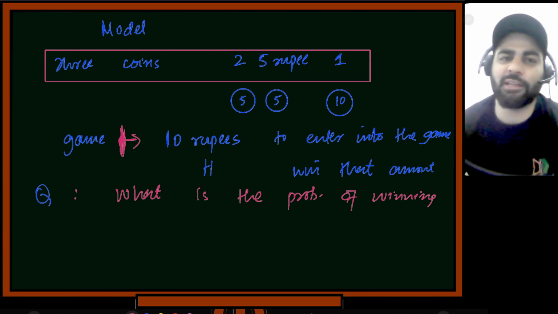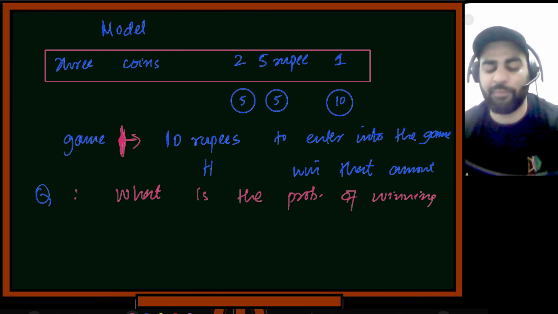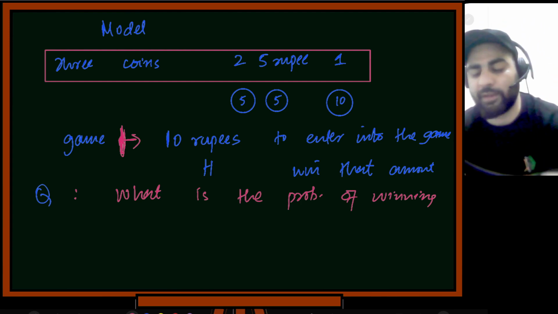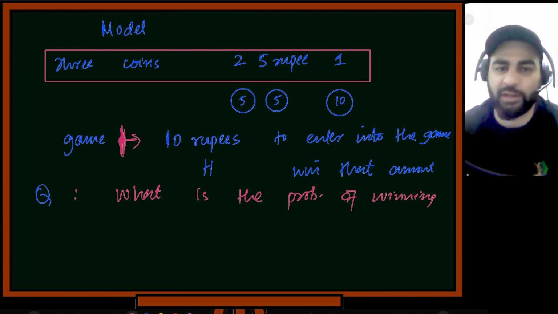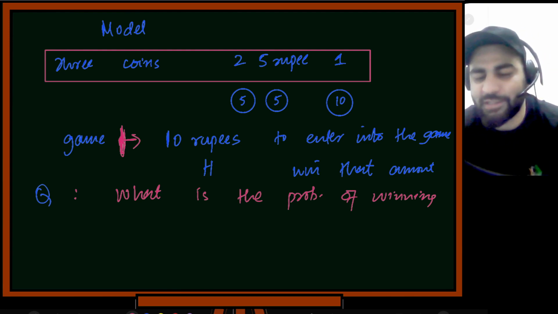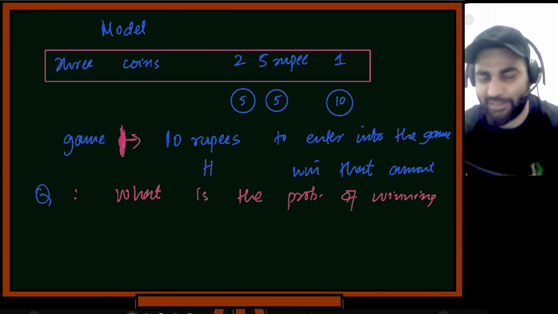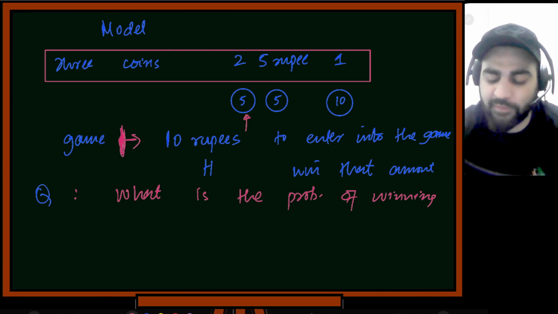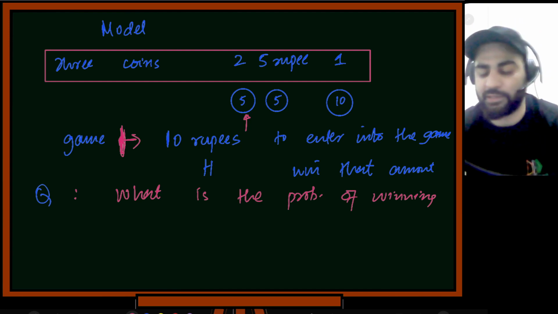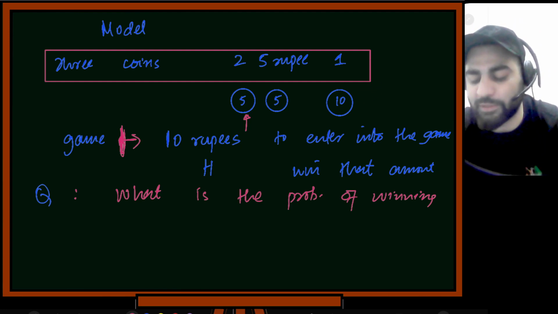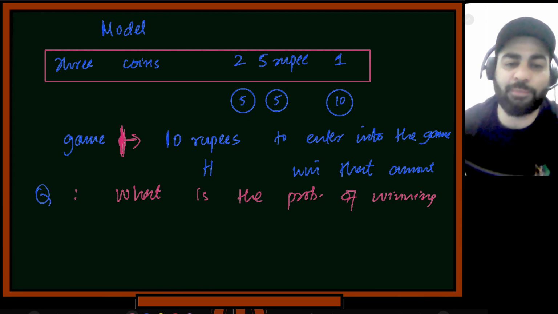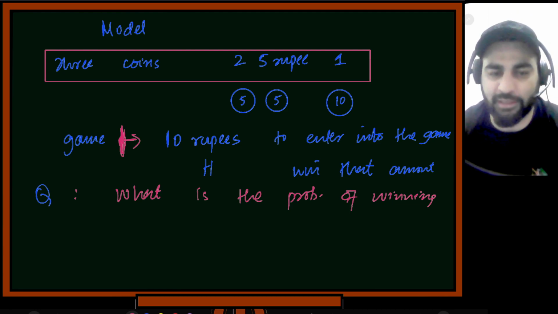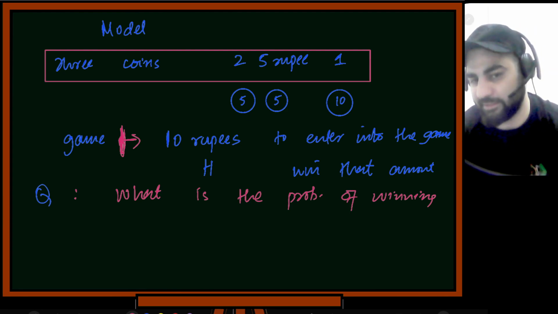So the game is, now you are flipping the coin. You are flipping your 5 rupee coin. You are again flipping your next 5 rupee coin. You are flipping your 10 rupee coin. Among those 3 coins, whatever coin lands at head, you will win that much amount. If this coin lands at head, you will win 5 rupees. If this coin lands at head, you will win 10 rupees. So my question is, what's the probability that you will win something, that you will not come away losing?